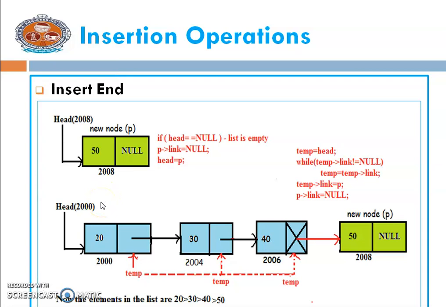If the linked list is not empty, then define a node pointer temporary variable and initialize it to head. Keep moving the temp to its next node until it reaches the last node in the list by using this while loop. So after reaching the last node in the list, set temp of link is equal to P. So after inserting the newly created node P at the end of the list, the elements in the list are 20, 30, 40 and 50 respectively.